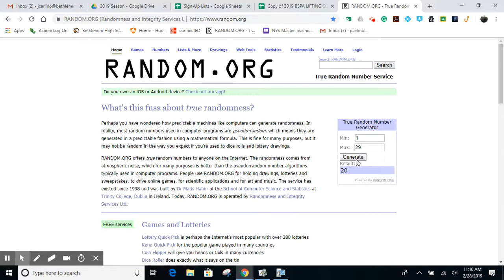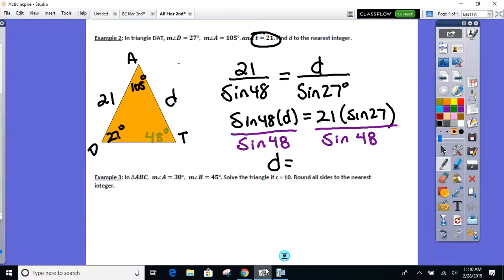20. We have a 20? When you're ready, what do you have for me? What are we going? Nearest integer, so whole number here. 13. How's that look, everyone? We good? All right.